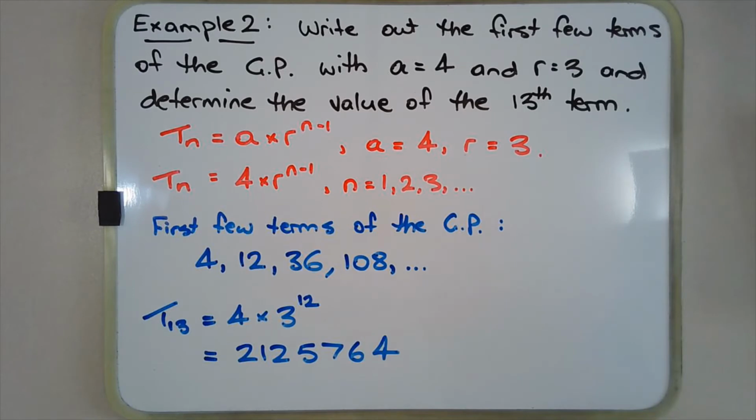Now to get the 13th term, we can just apply the formula directly. So T13, so that's the 13th term, is equal to 4 times 3 to the power of 12, so it's n minus 1, 13 minus 1, and that equals 2,125,764.